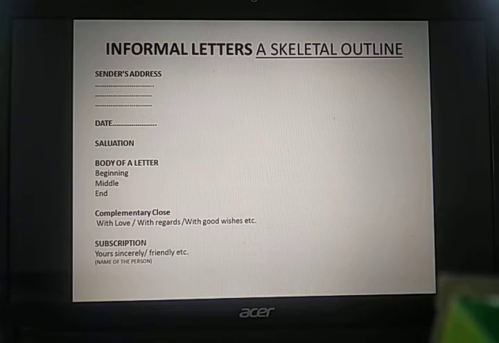Now informal letters, a skeletal outline. Here you have to write the sender's address, then date is to be mentioned, it is written there. Then the salutation, direct salutation, that is dear father, dear friend, uncle, you have to write that. And then the body of the letter will carry beginning, middle and end according to the question. Then the complimentary clause with love, with regards, with good wishes, etc. And the subscription, yours sincerely, friendly, etc. And name of the person with signature, you can also put signature here. Okay, that was the outline for informal letters.